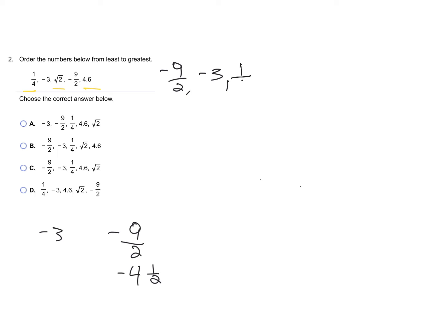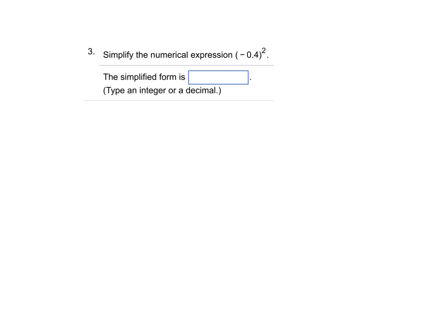1/4, then root 2, then 4.6. Okay, and which choice is that? Just erasing all of this. Which choice is that? It is choice, let's see, -9/2, then -3, then 1/4, then root 2, then that is B. There you go. Okay, this one's pretty straightforward.